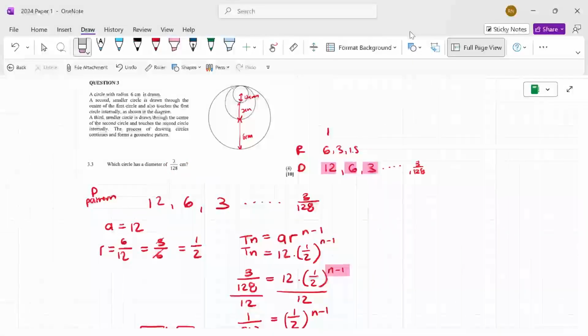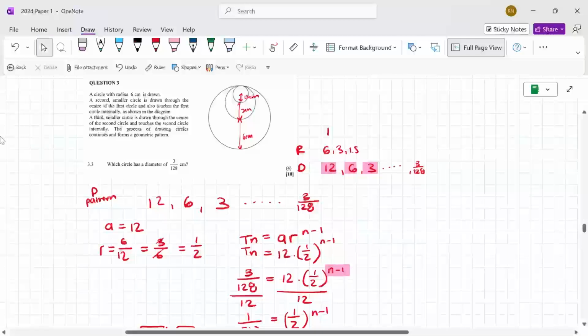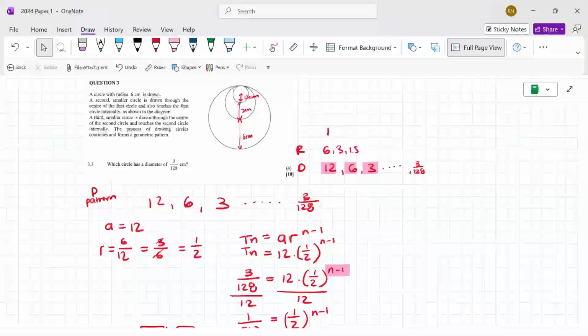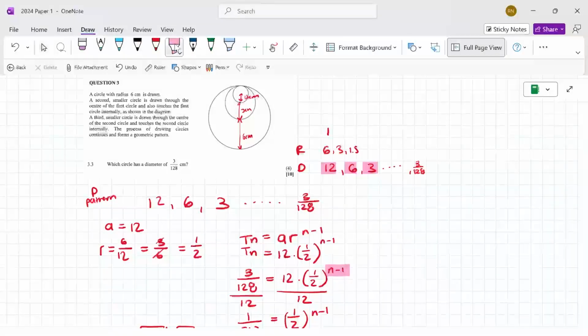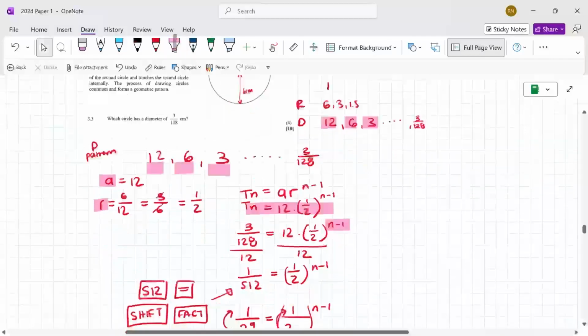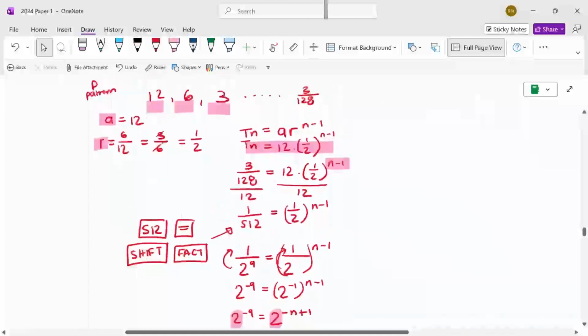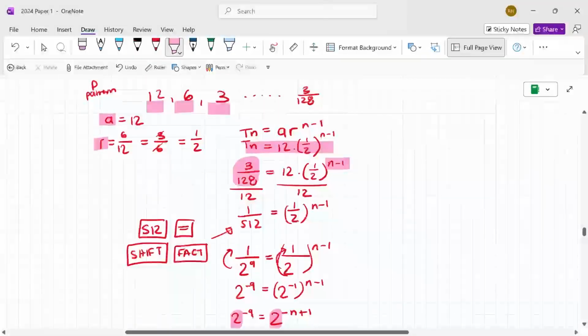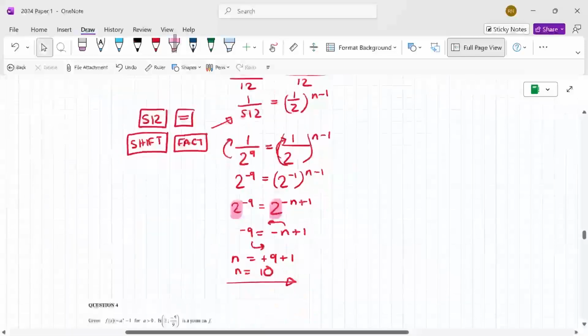So in this case, the 10th circle would give you a diameter of 3 over 128. Okay, so again, like the area one, we had to first find what our diameter pattern was, right? We found it to be 12, then 6, then 3. Then we could find our a, we could find our r, and then we could write out the Tn formula for that, right? And then from that Tn formula, you could substitute in the value that they actually wanted, the Tn that they've given you, to find the n that you want.